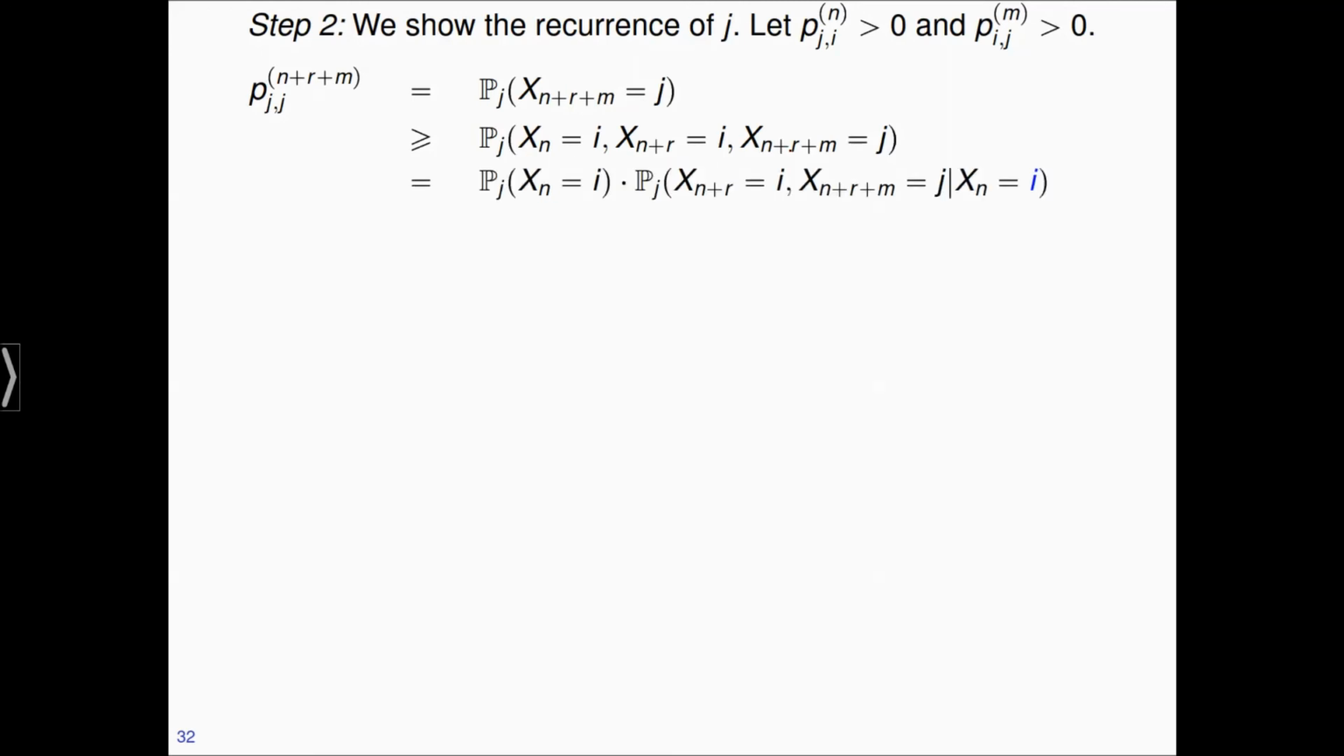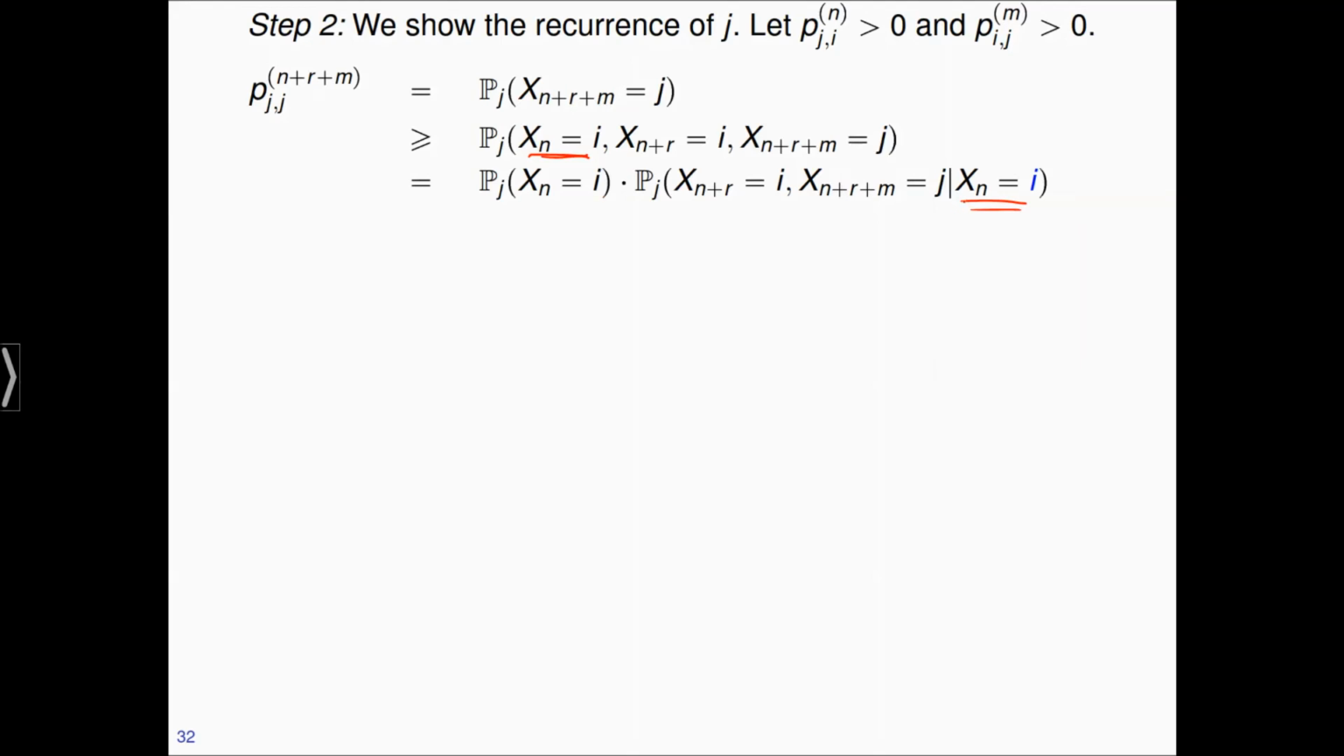The next step is to introduce a conditioning. I'm going to condition on Xn being i. This appeared here together with the other two conditions, and I'm going to write the two conditions here. I take the conditional probability on Xn being equal to i, which means I've divided by the probability that Xn equals i, so I have to multiply with that probability in order to not make any mistake.